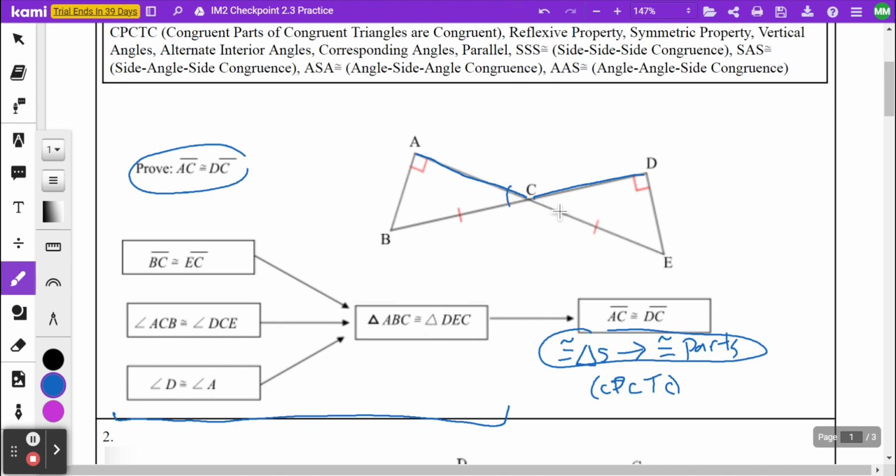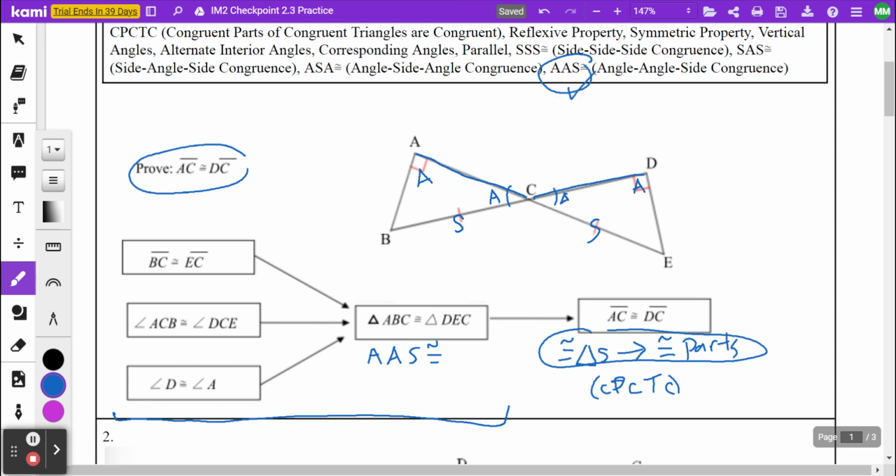Okay, I see I have a vertical angle here. So that's an angle. And the right angles are congruent. So I've got two angles and a side. Angle, angle, side. The side is not between the angles, it's next to them. So angle, angle, side congruence is how I know, and that is one of my options.